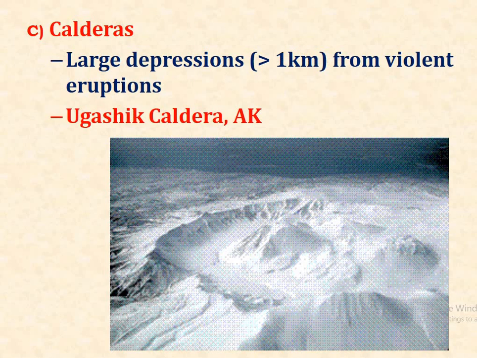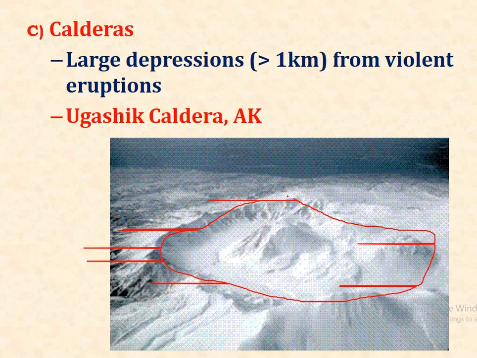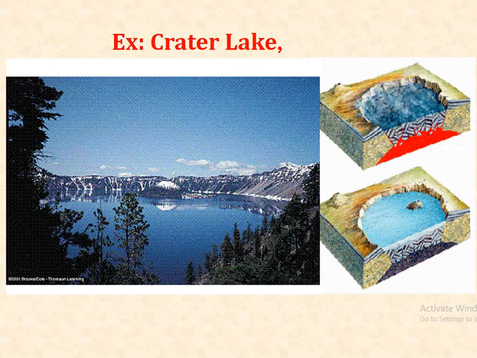Next is caldera. This is a large depression, more than 1 kilometer across, formed by violent eruptions. Ugashik Caldera in Alaska is an example of this. Crater lakes are also formed in this type of caldera. Lonar crater in India is one of the famous examples.